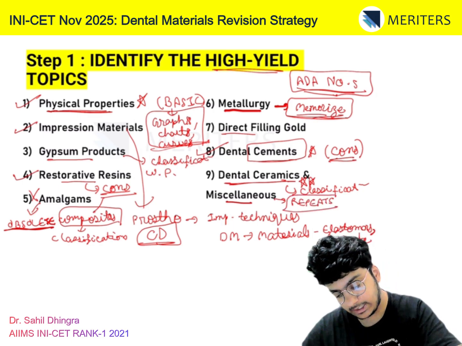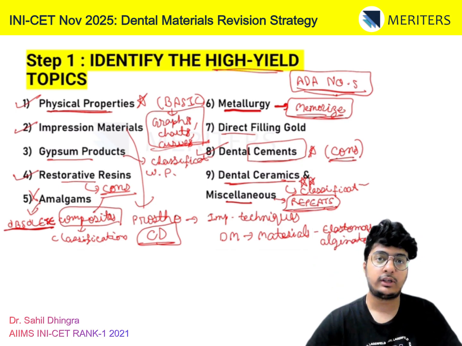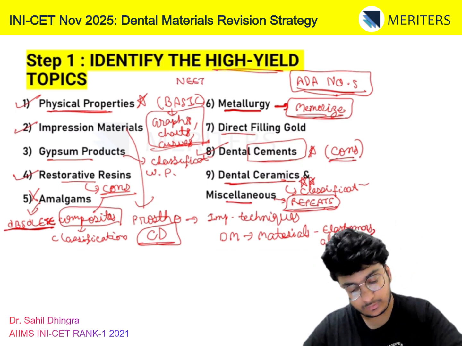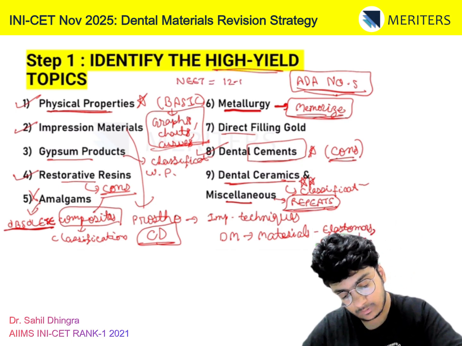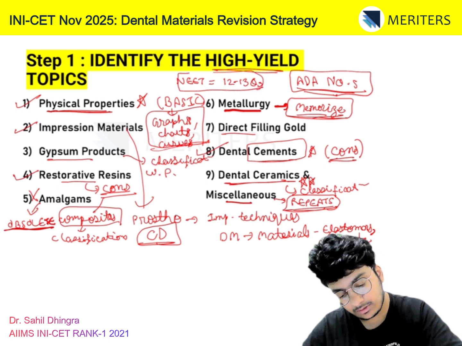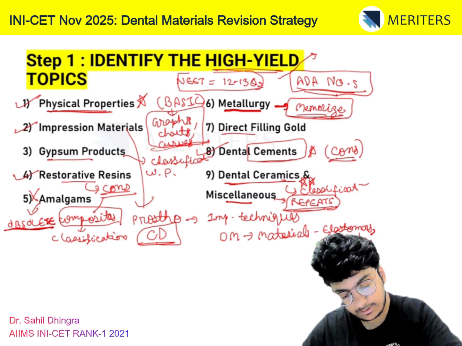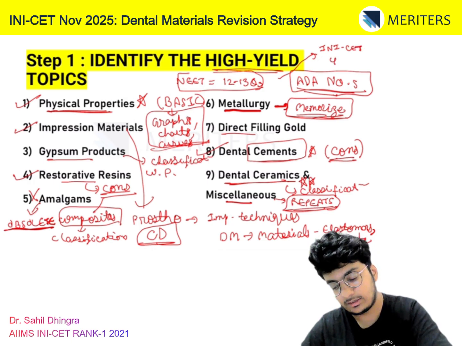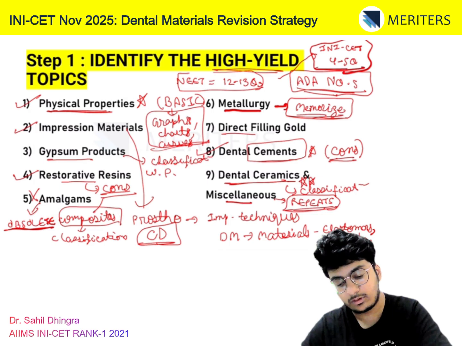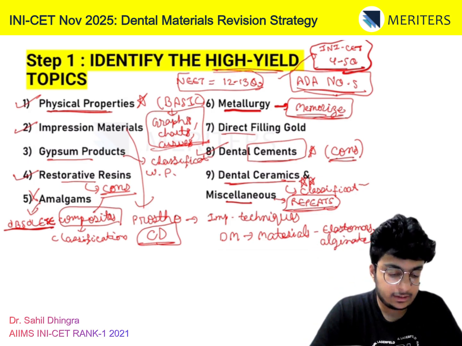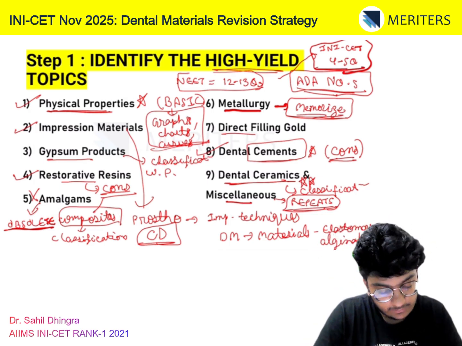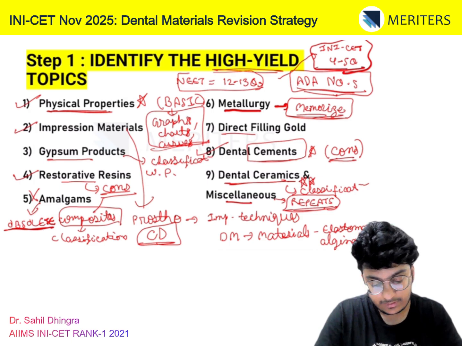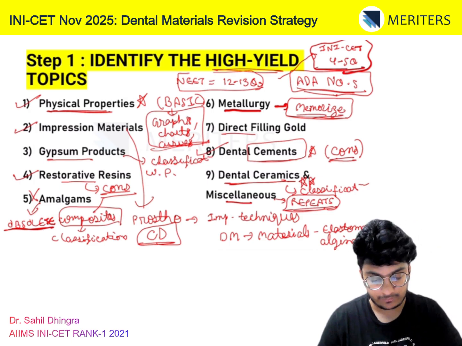So if you see, DM is a very vast subject. It has a lot of topics and it is very important for your NEET. So if you see your NEET exam, you will get around 12 to 13 questions from your DM. But in INI CET, you will hardly get around 4 to 5 questions from DM. And among those 4 to 5, again, the main focus will be on your physical properties, your dental cements, the ceramics, which I told you, that classification specifically.